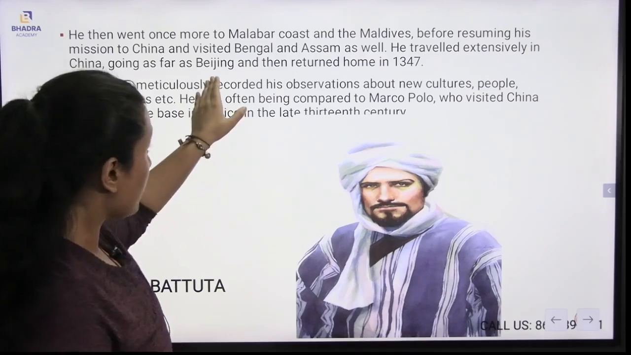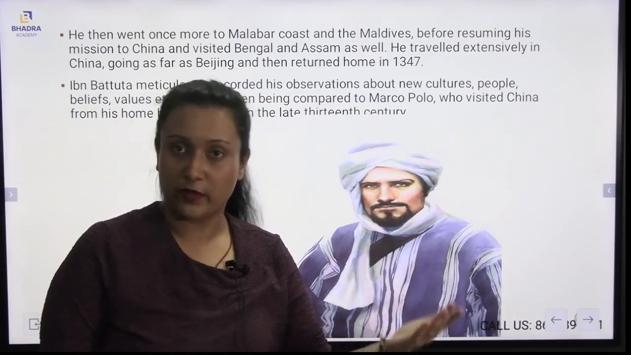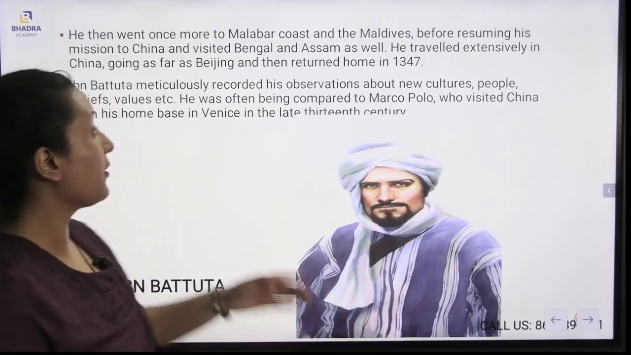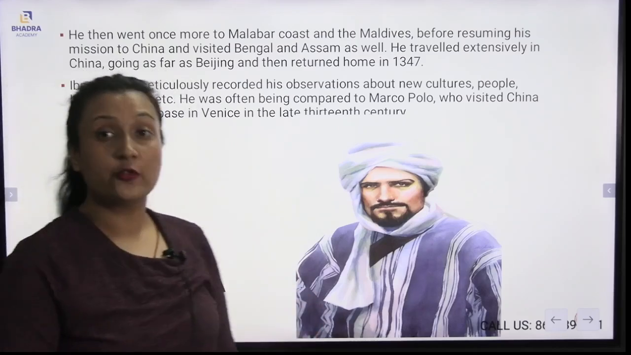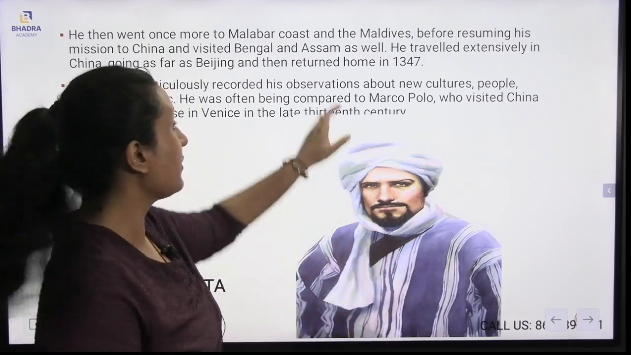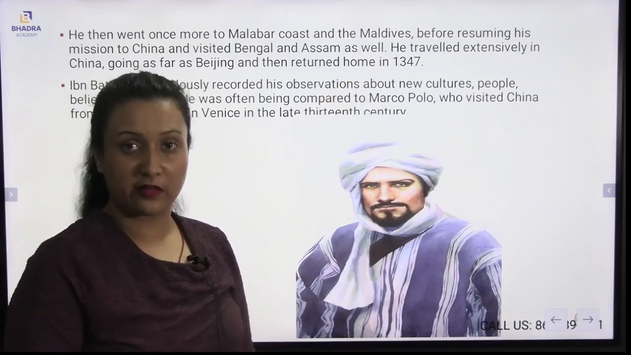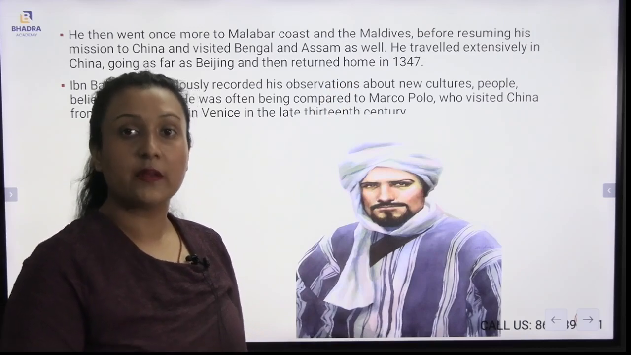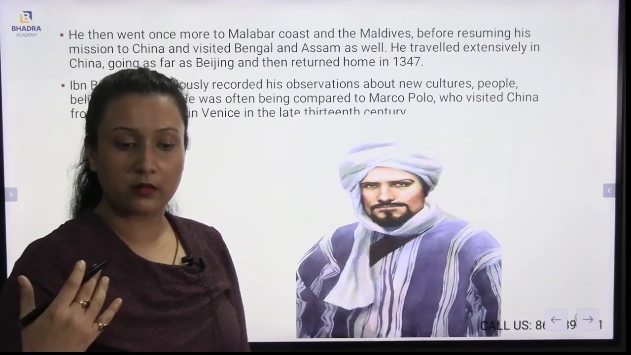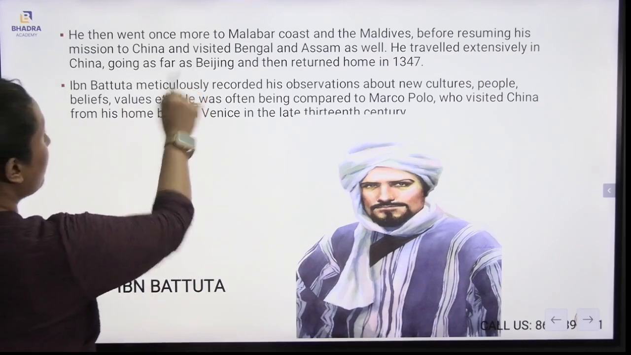Then after going to China, he went to Assam as well, and to West Bengal as well. You see how intense a traveler he was. And when he had traveled extensively in parts of Assam, West Bengal and also China, afterwards he returned to his home country in the year 1347, in Tangier. You see, he also went to Beijing.